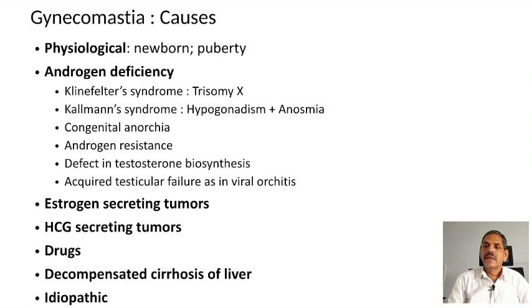Then congenital absence of the testis, that is what is called congenital anorchia. Next, androgen resistance, that can be tissue resistance to androgen, defect in testosterone biosynthesis, and acquired testicular failure, as in the case of mumps orchitis. Then estrogen secreting tumors, human chorionic gonadotropin secreting tumors, drugs, decompensated liver diseases, and idiopathic causes are also there for gynecomastia.